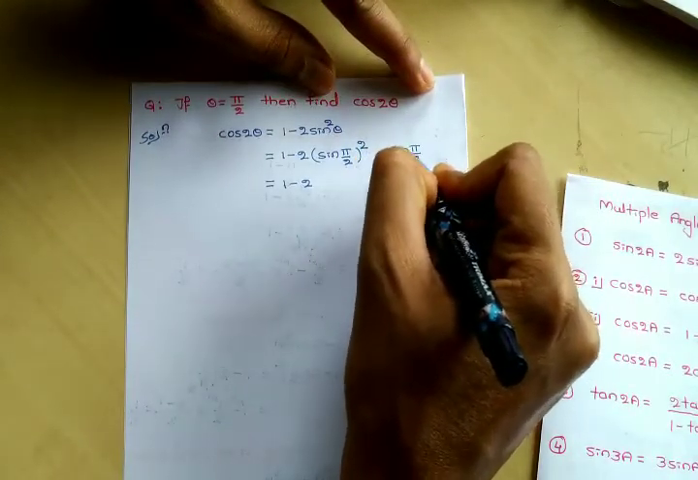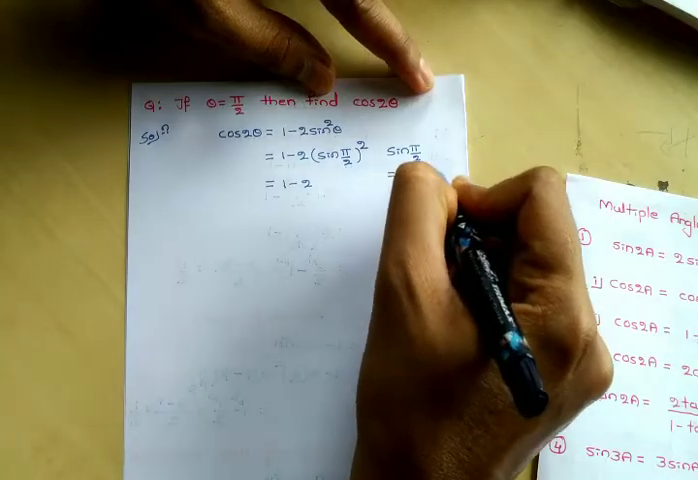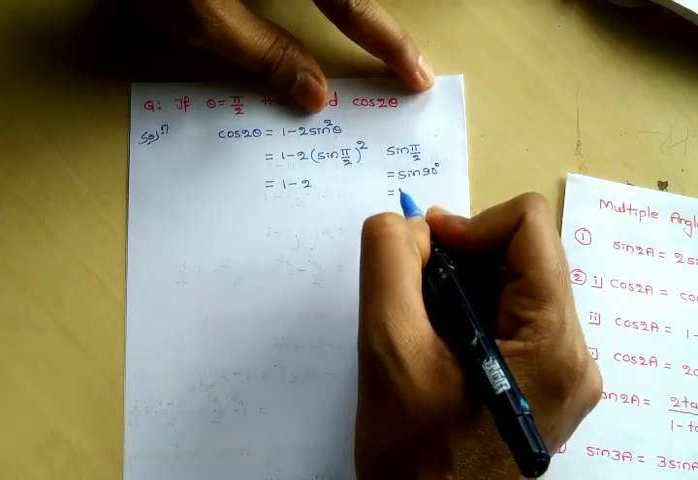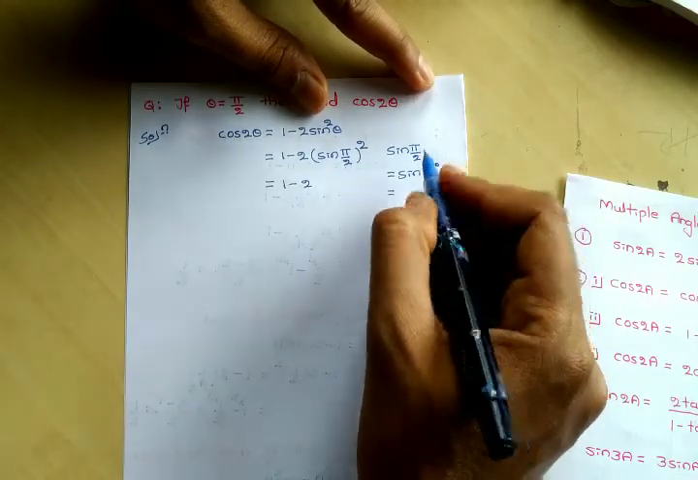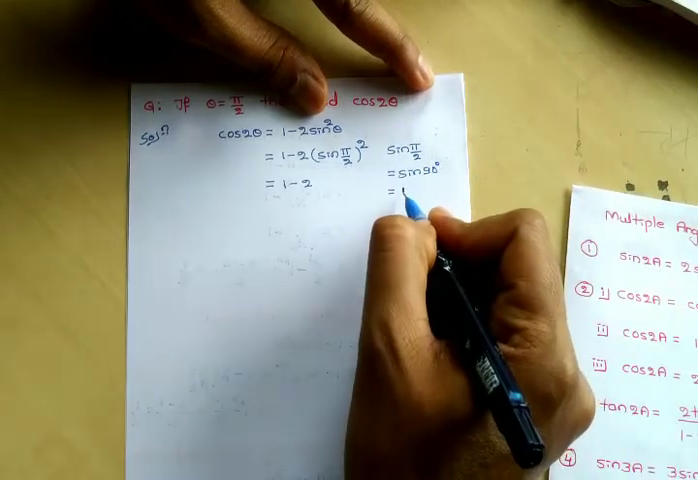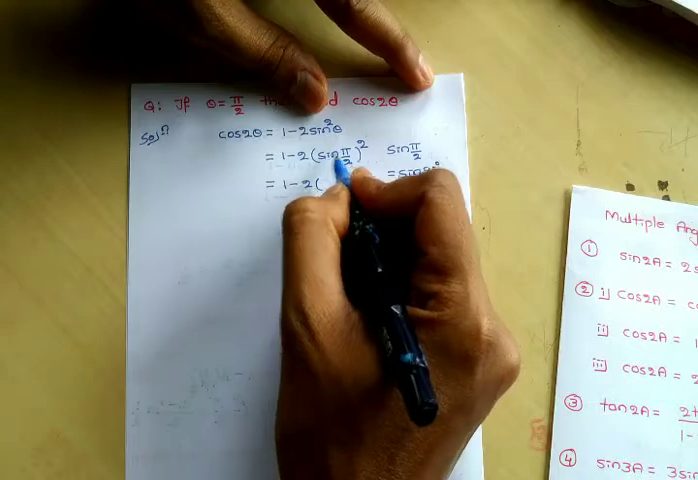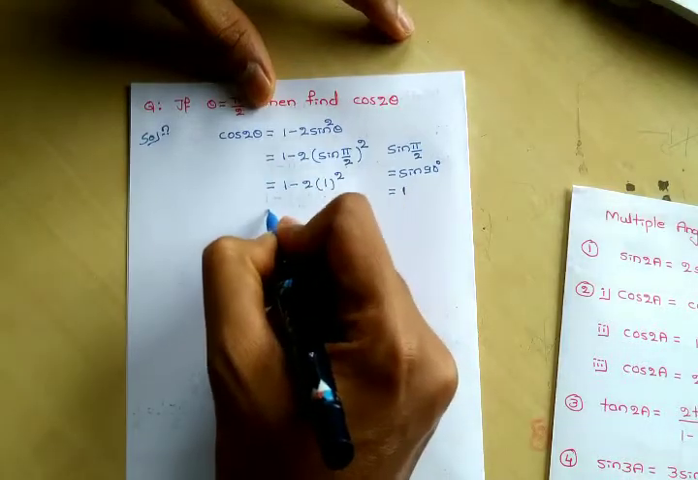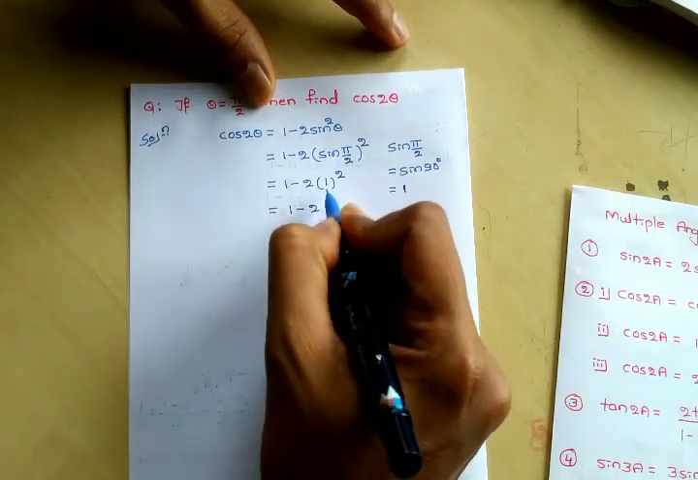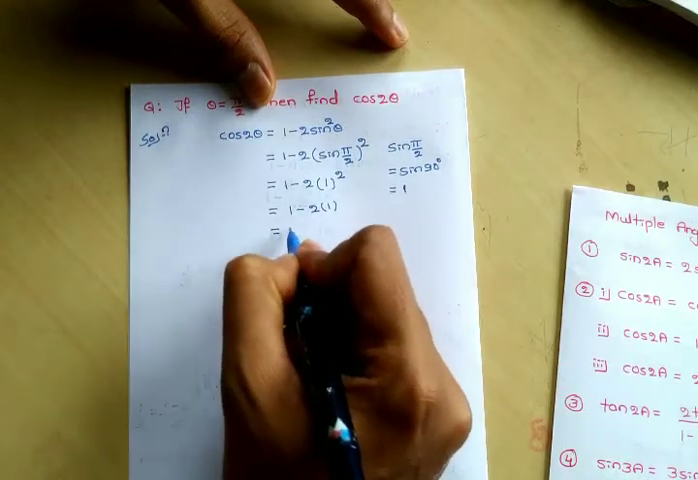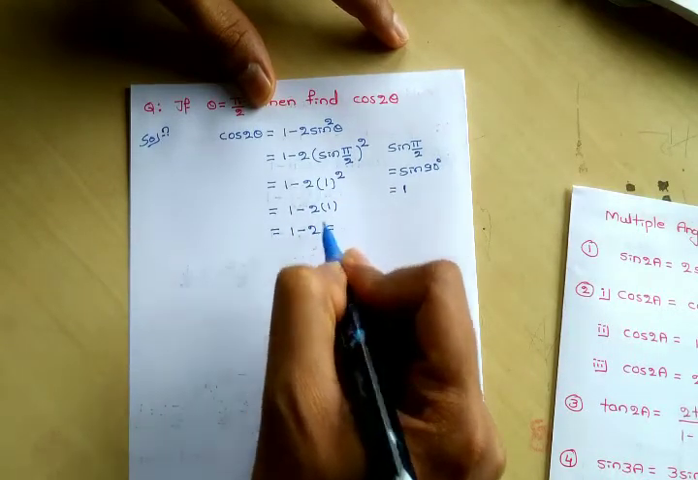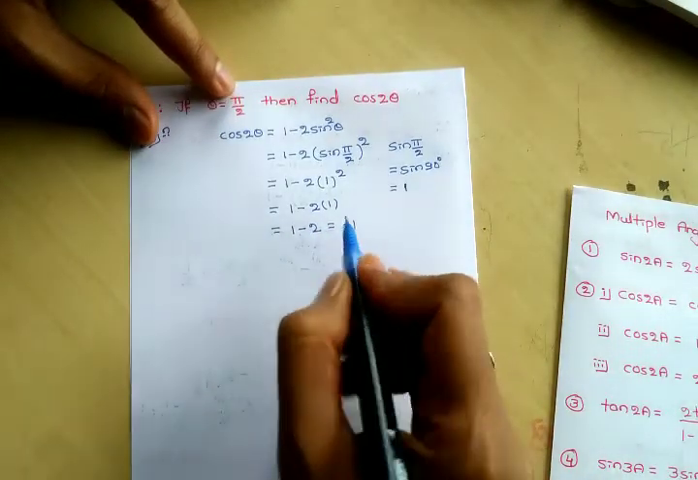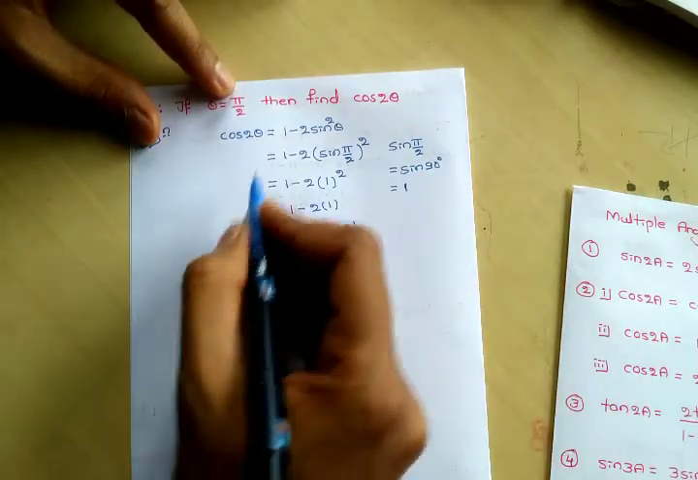pi divided by 2 is nothing but sine how much degree? 90 degree. Correct? Sine pi by 2 means how much degree? Sine 90 degree. In that standard trigonometric table, sine 90 degree value is how much here? 1. So this value here I am going to substitute. Therefore sine 90 degree is 1, but what is the power of that value? Square. Correct? So which is equals to 1 minus 2 into 1 square is 1. Therefore 1 minus 2 into 1 is 2, so which is equals to 1 minus 2 is how much here? Minus 1. Correct? How much you are getting here? Minus 1.